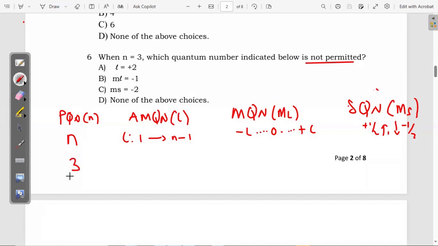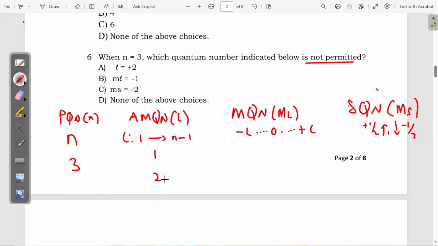So let's put 3 here. So if I have 3 here, then I expect that my angular momentum quantum number should be 1 and 2. Okay, because we said 1 to n minus 1. So this is the 1, and then n minus 1 will be 3 minus 1, which is 2. So I can only have these two. So let me write them in this way.